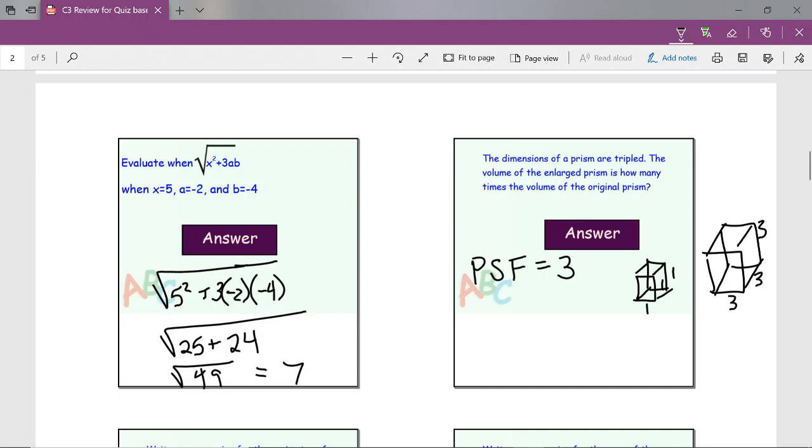It's tripled. So my area scale factor, based on our information that we've learned before, I'm going to square 3 and get 9. And my volume scale factor is 3 cubed, or 27. So I would say it's 27 times bigger in the volume.